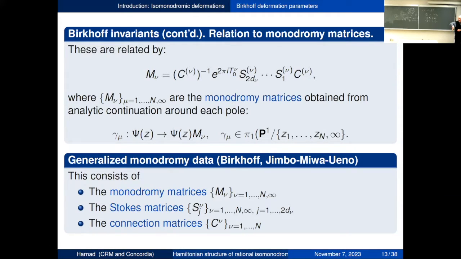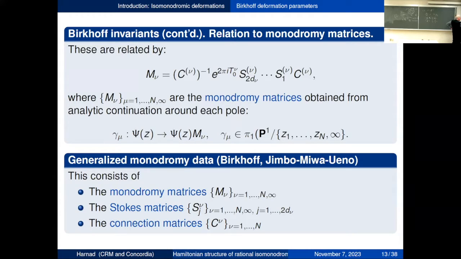That's exactly where you started, except that there's an extra factor which I will go into, which has to do with the connection. So once you know the S's and the C's, you also know M. So that's not quite independent. Or you can forget C's and only look at M and S, and that's sufficient data. Anyway, so the generalized monodromy data, according to Birkhoff, are these things.